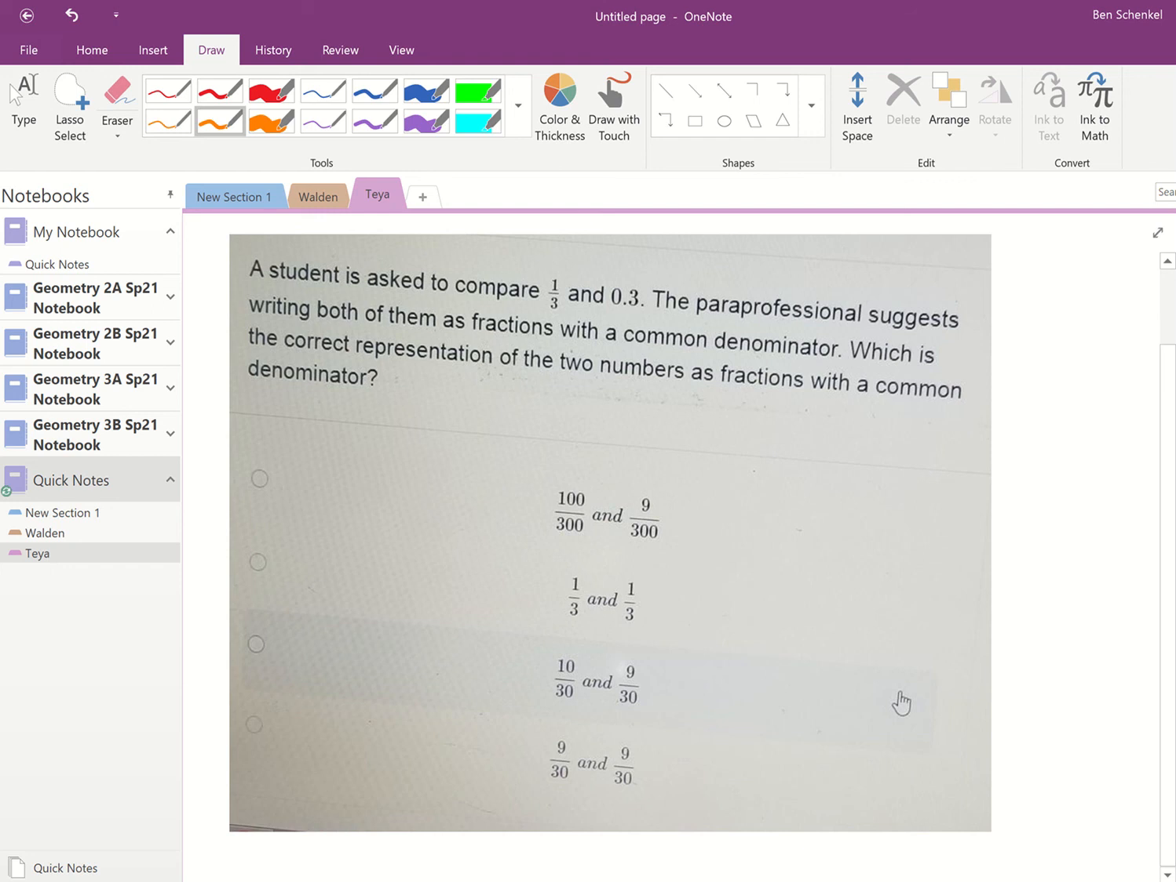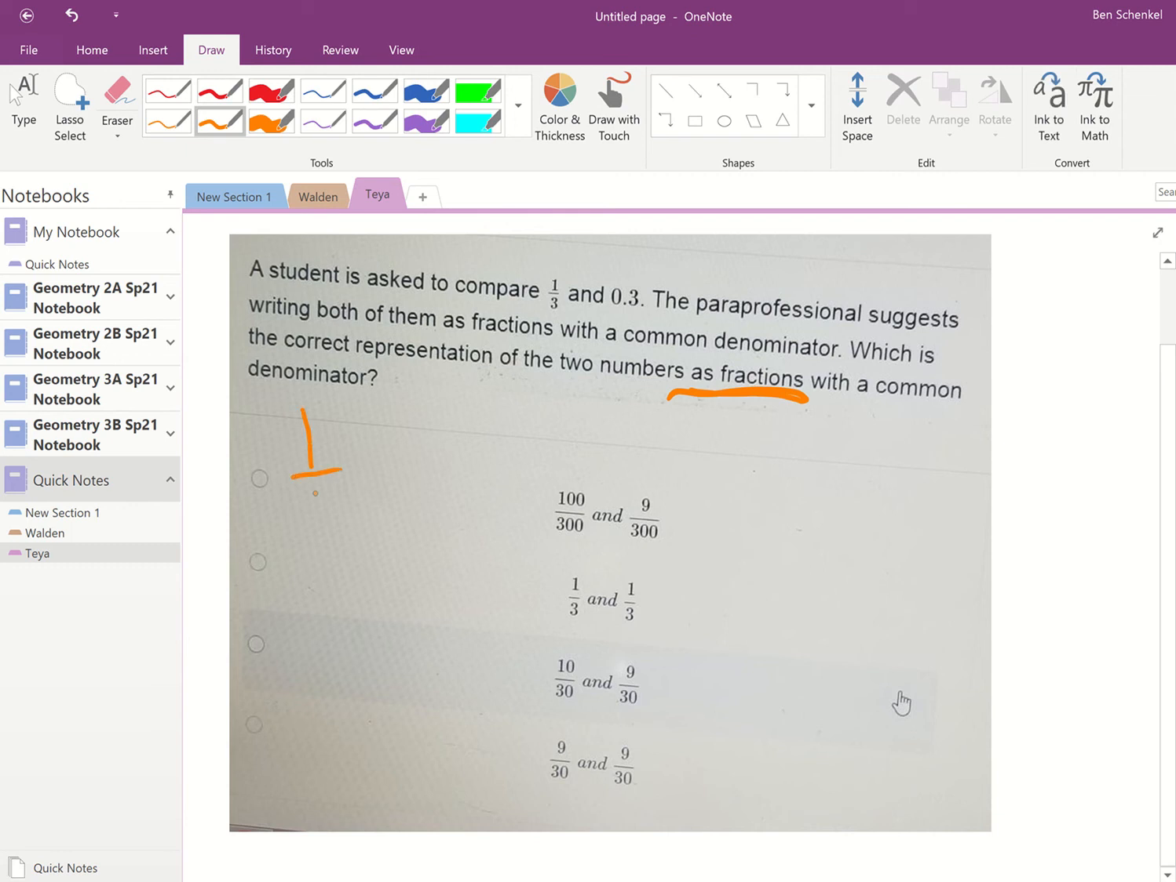A student is asked to compare 1/3 and 3/10. Okay, so again, we're looking at fractions and we're looking at decimals. So we want to know what is the correct representation of the two numbers as fractions with a common denominator. Well, the first thing we need is for both of them to be fractions.